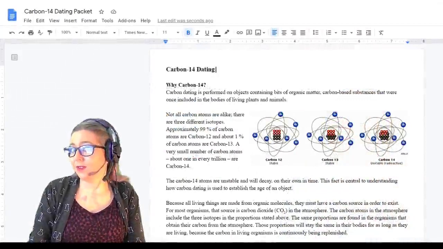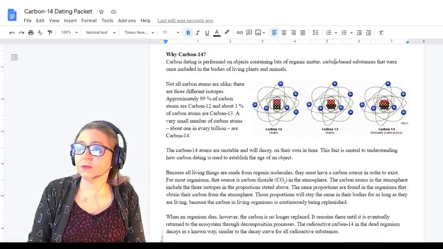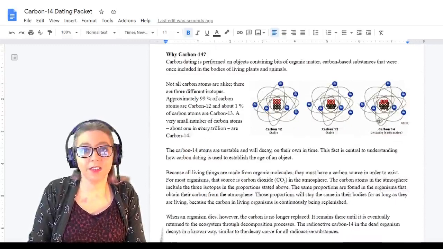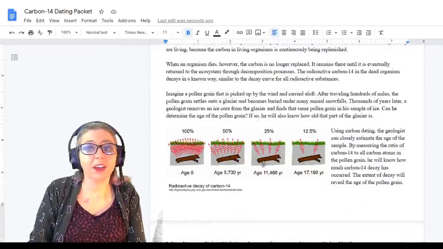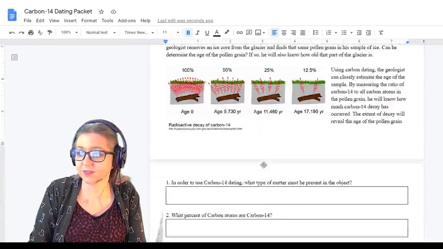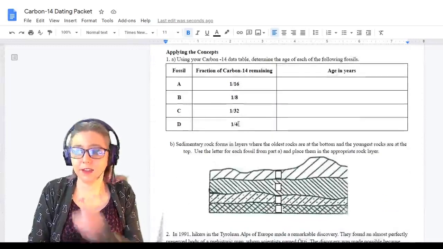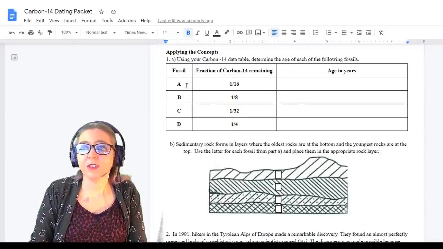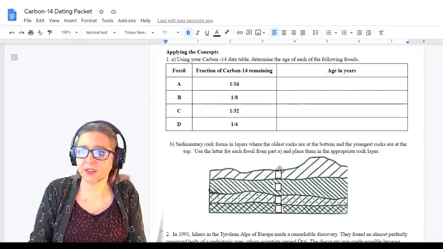So a few quick notes about your carbon-14 dating packet. Here it goes into much more detail with the correct ratio of carbon-14 and its other isotopes. And it also uses the correct half-life for carbon-14, the 5,730 years. Now, when you get down here to the second part, applying concepts, you're asked to label these rocks as which one is fossil A, B, C, and D, but you can't actually write on top of there.